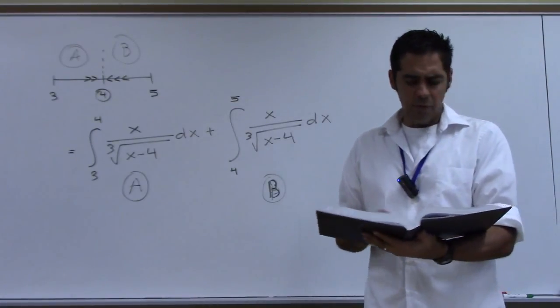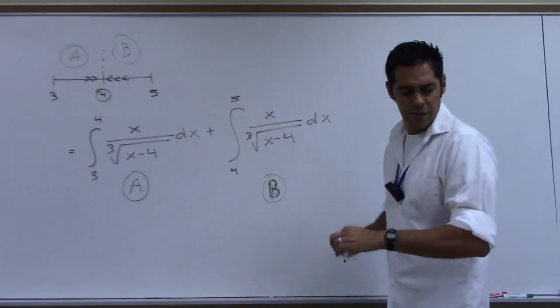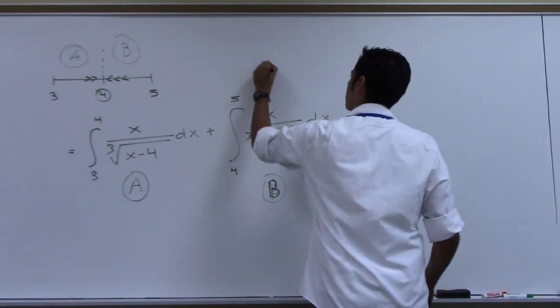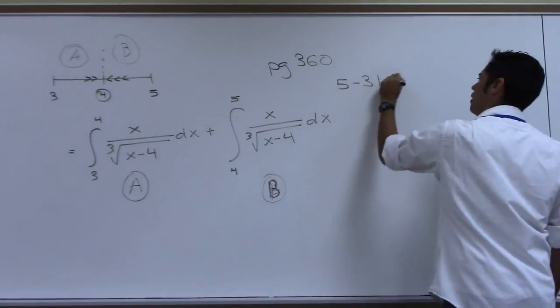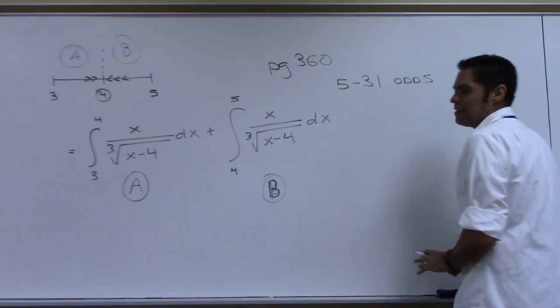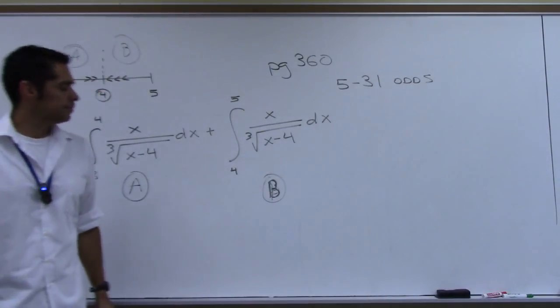Well, it's 5 through 31 odds, for page 360. It's 5 through 31 odds. That's the homework that would come out of the improper integral section. Am I wrong? You can look on my test.